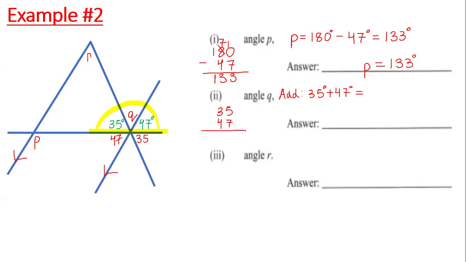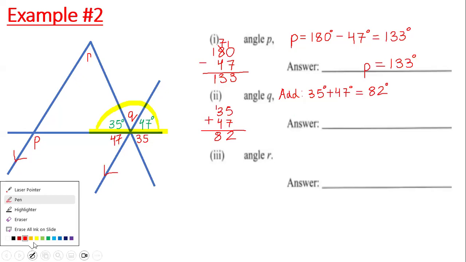And 5 plus 7 is what? 12. Put the 2 down. Put the 1 above. 4 plus 1 is 5. 5 plus 3 is 8. 82. So that means that Q is 82, right? No.